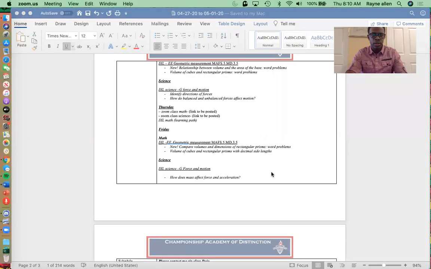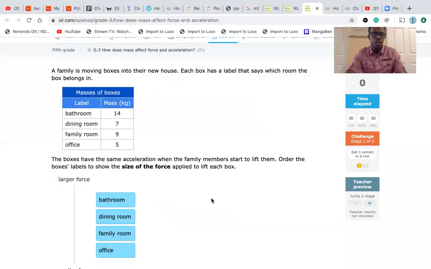So that's a basic concept, but I'm going to go over some questions, some scenarios that you're going to see, and we'll break them down together. So let's go here. It says, a family is moving boxes into their new house. Each box has a label that says which room the box belongs to. So each box, the label shows which room they're going to, but the key thing here is the mass. It shows us what the mass of each box is. Right here, it says the boxes have the same acceleration when a family member starts to lift them. Order the boxes labeled to show the size of the force applied to lift each box.